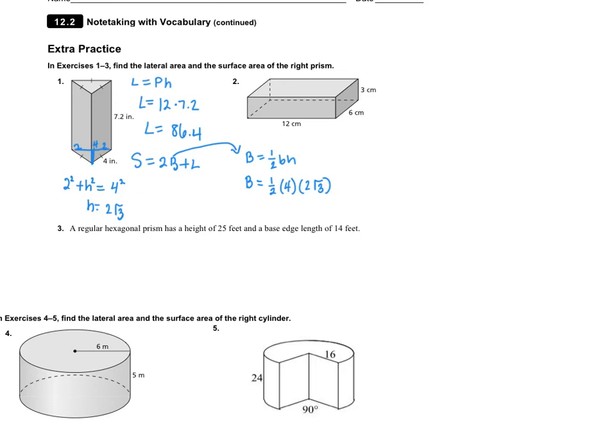Okay, so now I can use that and plug it back into the surface area. So I know that 1/2 times 4 is just 2. 2 times 2 is 4. So then I know that my base area is going to be 4√3. So then I can go ahead and plug that back in here. So I have S equals 2 times 4√3 plus my lateral area, which I already found that was 86.4.